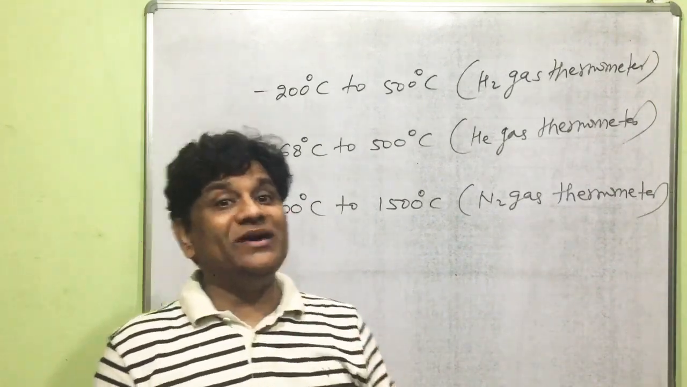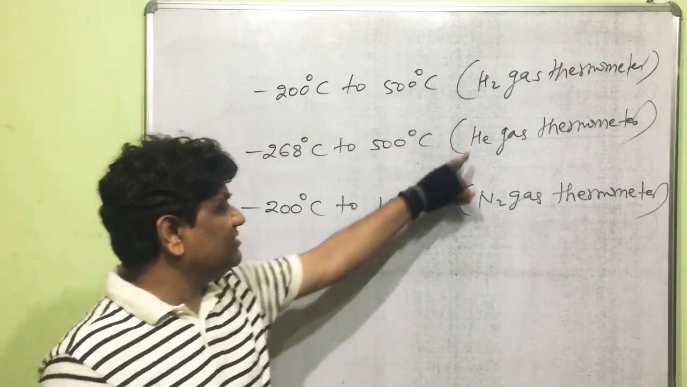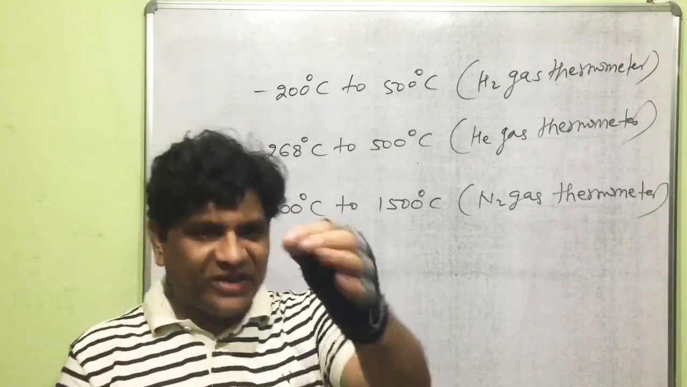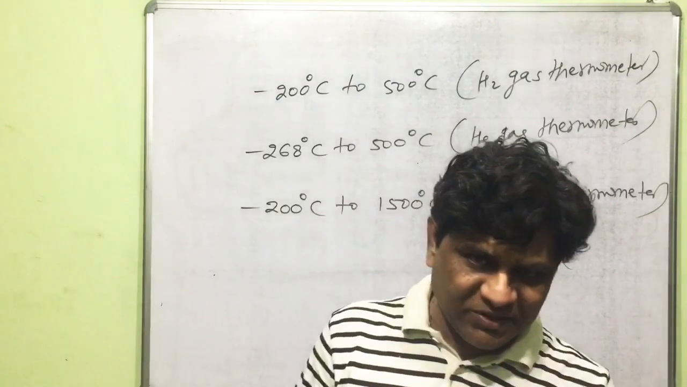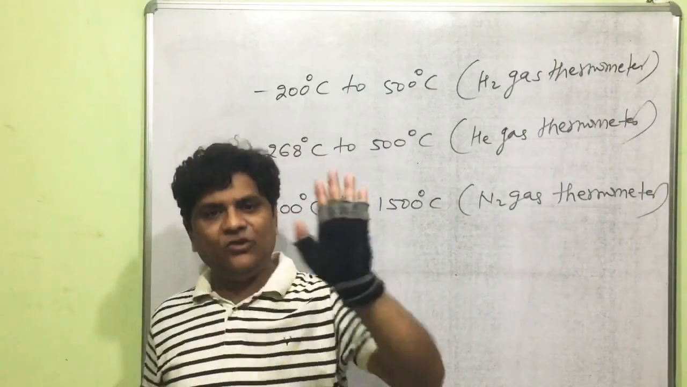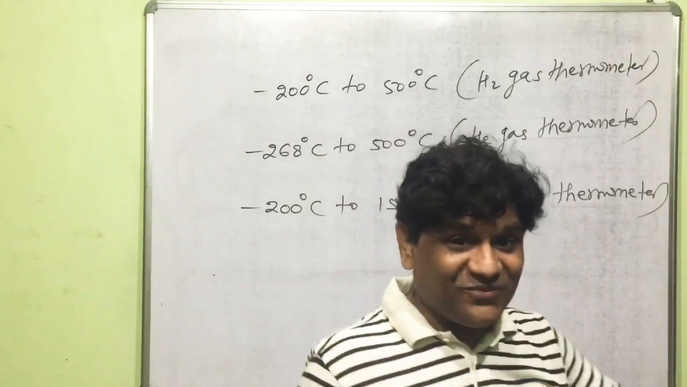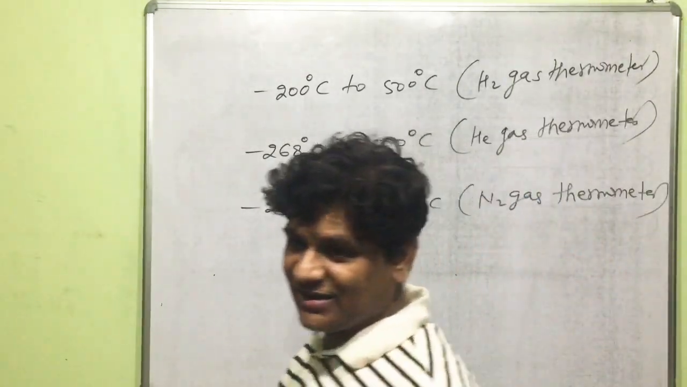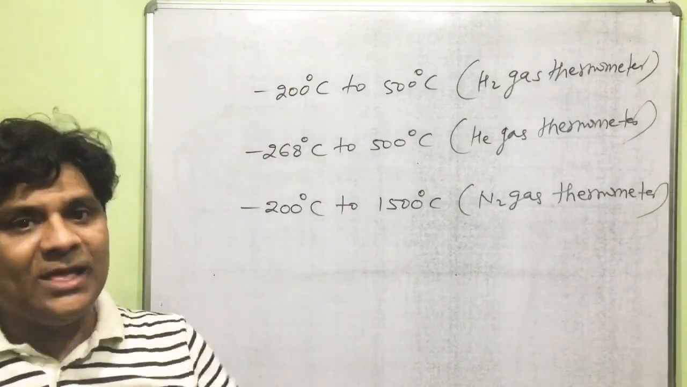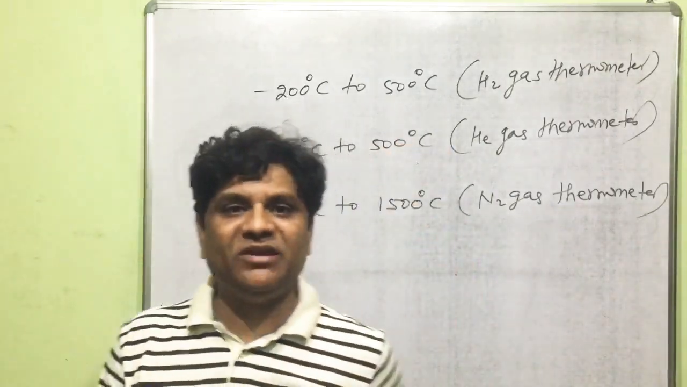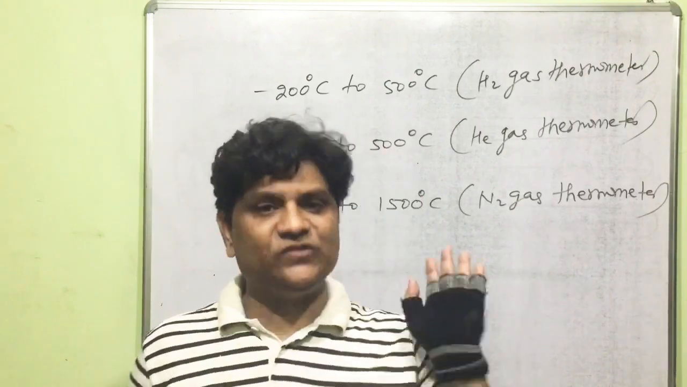Now the question arises here: which gas will be used to measure very low temperature? Yes, it is helium gas. Helium is used to measure very low temperature, up to minus 268 degrees Celsius. Which gas is used to measure very high temperature? Yes, it is nitrogen gas. So nitrogen gas is used to measure very high temperature, helium gas is used to measure very low temperature, and for better accuracy, we are using hydrogen gas.